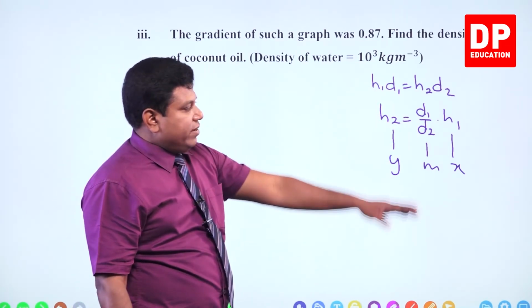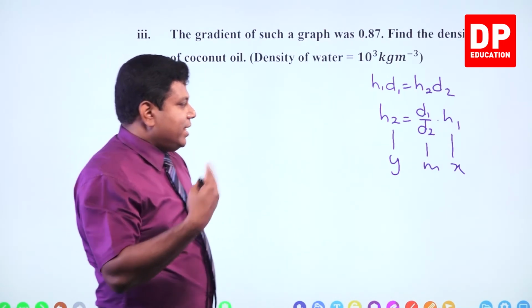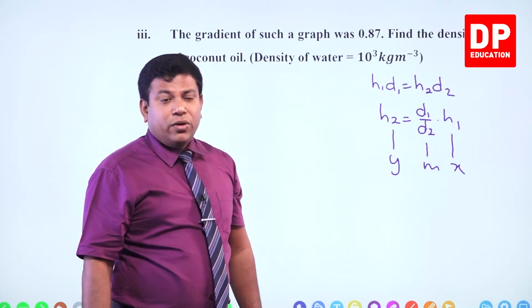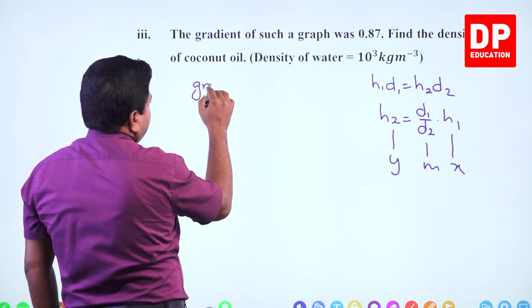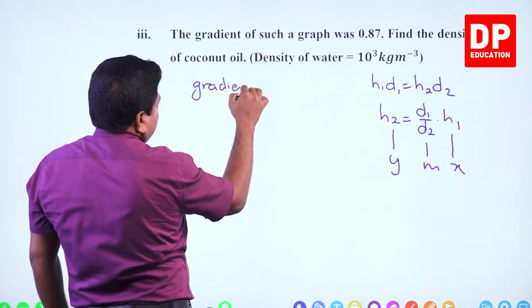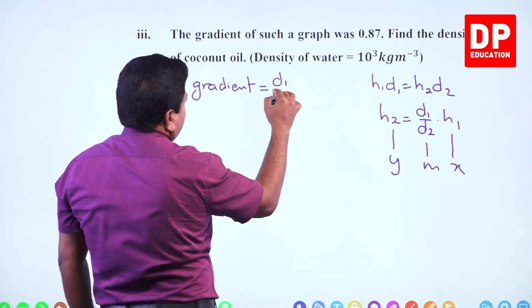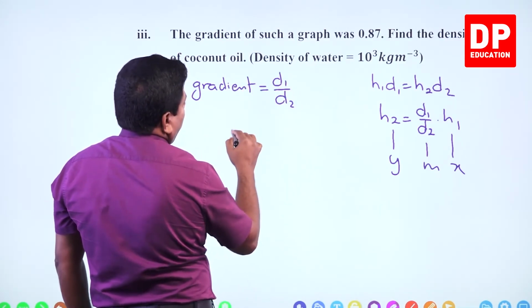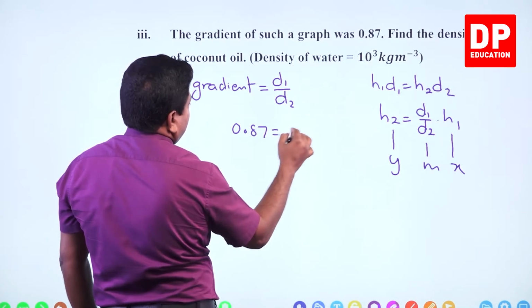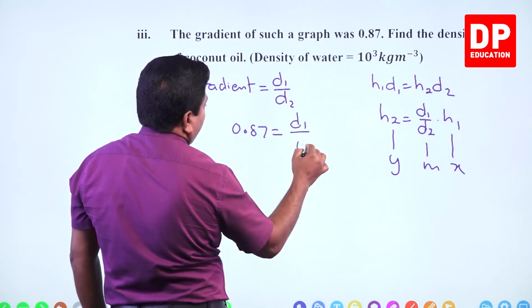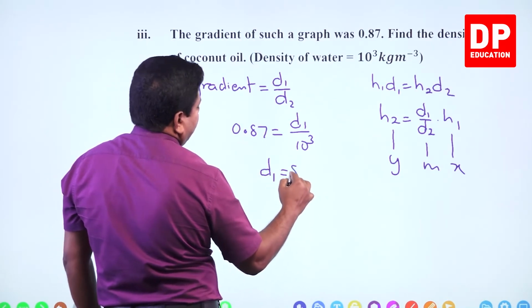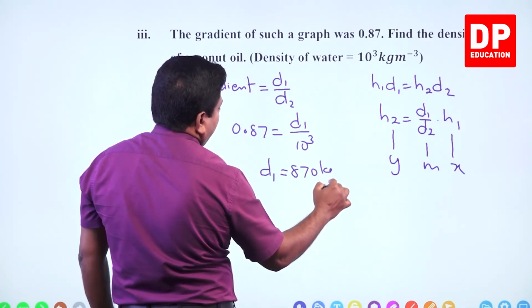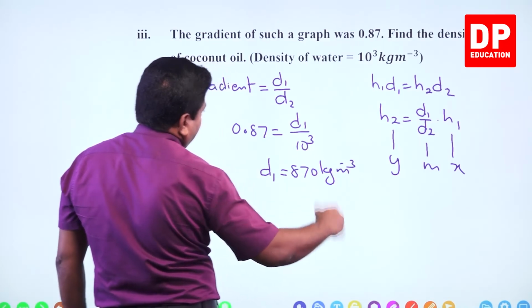And the gradient is D1 over D2. D1 is the oil's density, D2 is the density of water. So D1 over D2. Then we say gradient equals D1 over D2 equals 0.87, oil's density over water's density. Cross multiply, you get 870 kilogram meter minus 3.